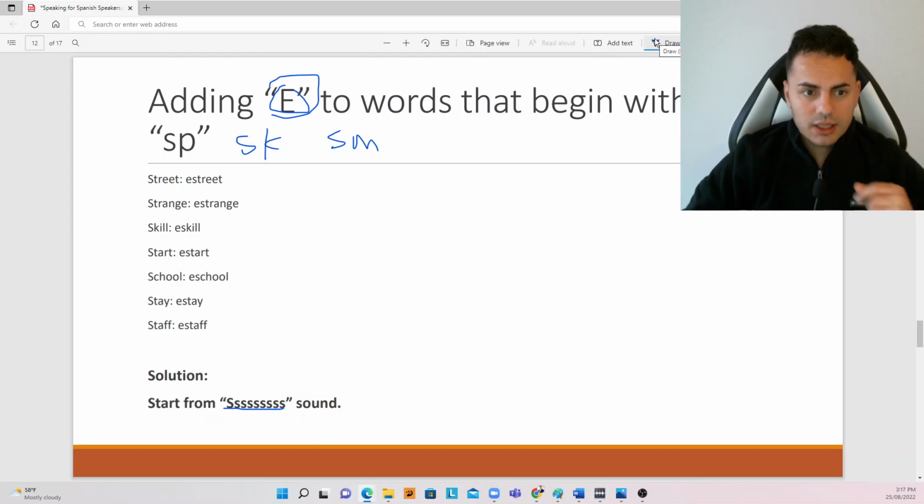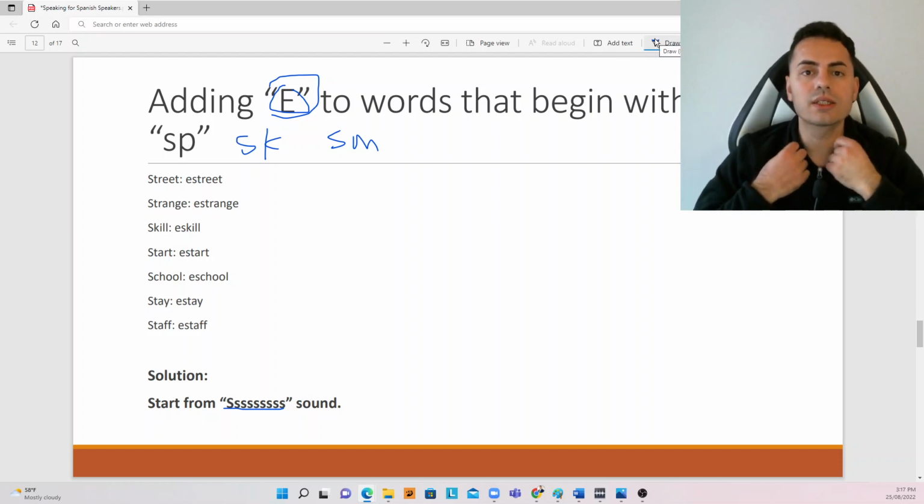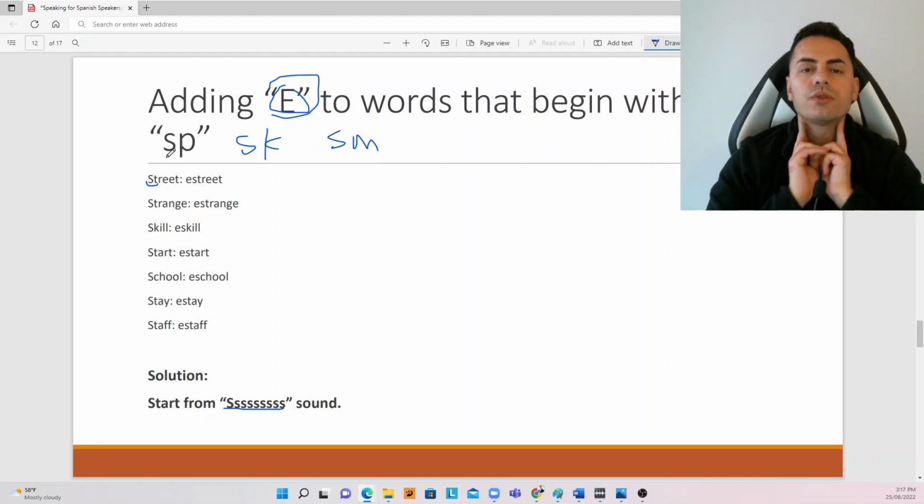Because when you're starting to say street, if you put your hands here on your vocal cords and you say it, you feel vibration. Okay, why? Because you are starting the letters S and T by pushing your vocal cords up, vibrating the vocal cords and saying "estreet", and this is wrong. You don't have to use the vocal cords from here. No vibration should be here.